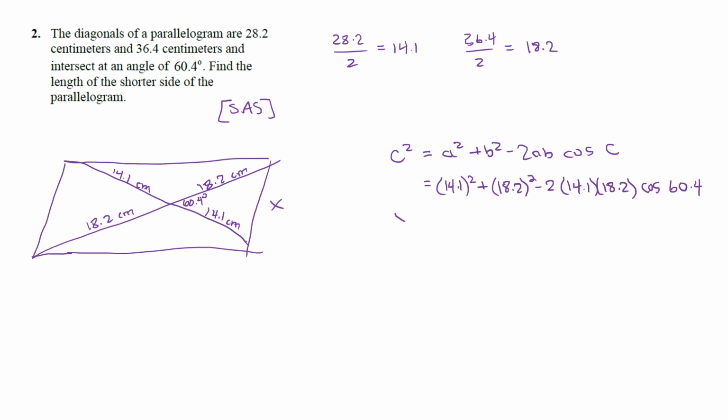So C squared here, which is x squared, that's the missing side that we're trying to find, is approximately 276.5393. When we take the square root of both sides, we'll get 16.6 centimeters. So the shortest side of this parallelogram is roughly 16.6 centimeters.